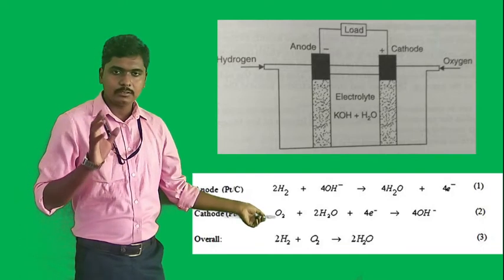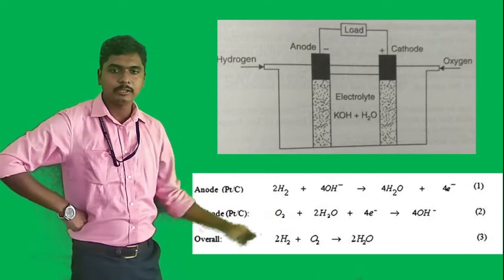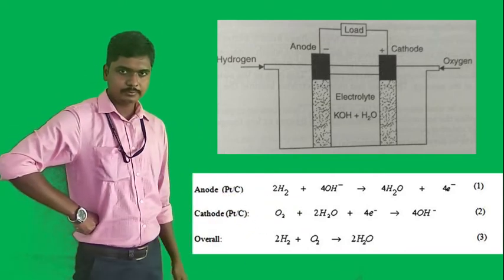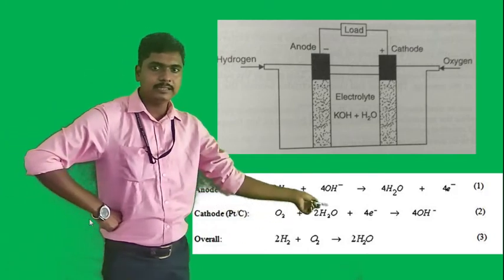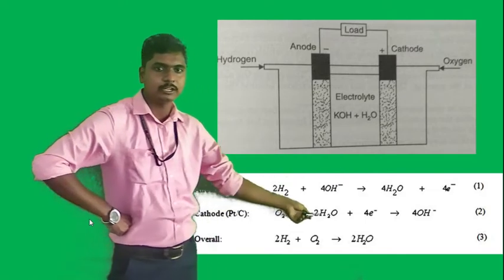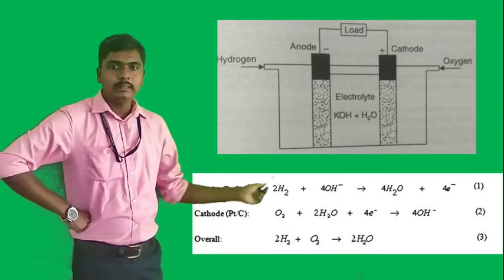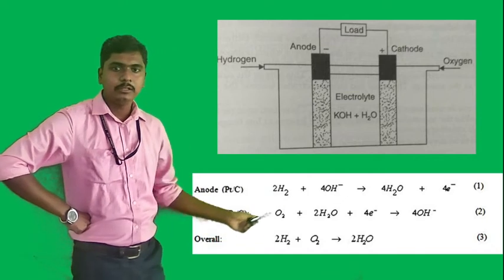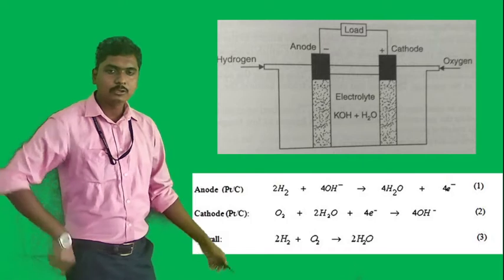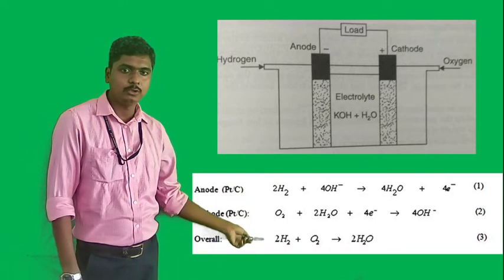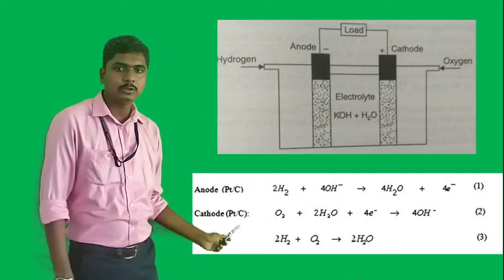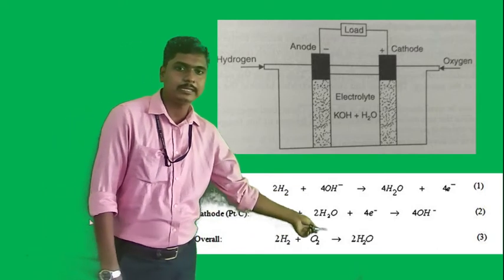Clear? So the electrons that are produced at the anode are absorbed by the cathode. Now if we balance these two equations, here you can see on the left hand side near the cathode 4 electrons are there, and at the anode on the right hand side 4 electrons are there. So these 4 electrons will get cancelled. At the anode on the left hand side 4 OH minus is there, at the cathode on the right hand side 4 OH minus is there. So these 4 OH minus will get cancelled. Whatever remains, 2H2 plus O2 gives rise to, at the anode right hand side 4 water, at the cathode left hand side 2 water. So 4 minus 2, we are getting 2 water.